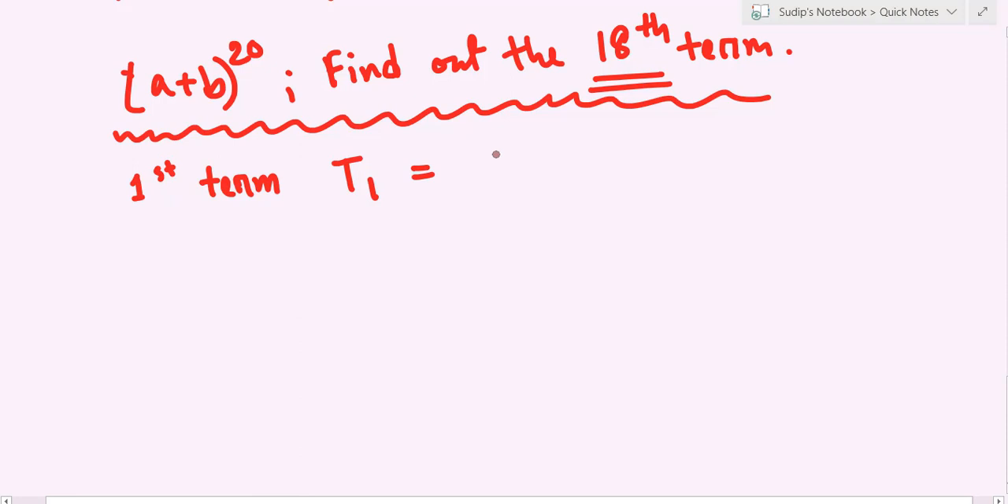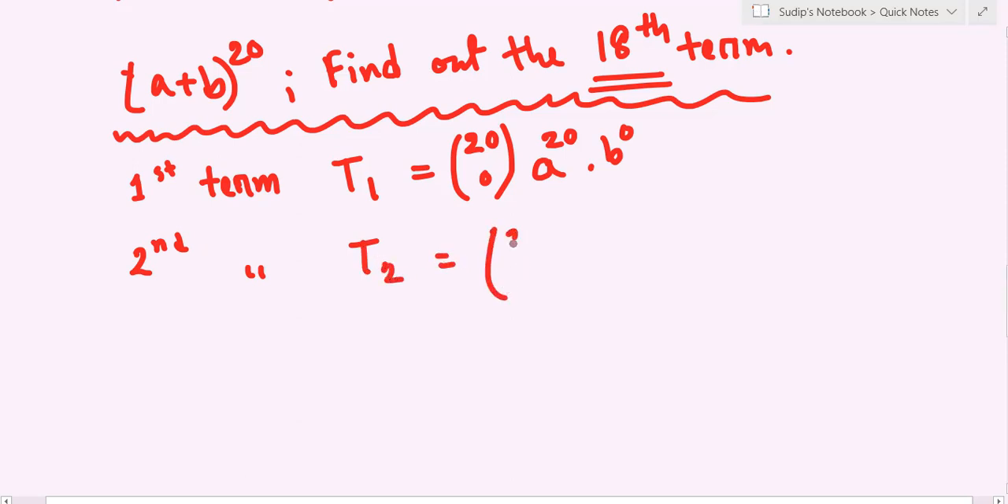T1 equal to, look at this, the first term will be 20C0, a to the power 20 and b to the power 0. This will be the first term of the expansion. So the second term, what will be the second term? We name it T2. T2 is 20C1, a to the power 19, b to the power 1.